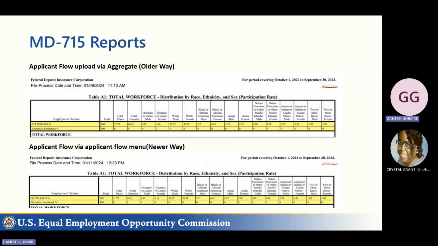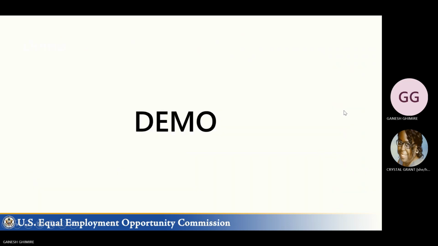MD715 reports. This is what the report will look like. If an agency chooses the aggregate tab to upload data like the previous year, it will have version 1.0. If they use the applicant flow menu to upload data, it will have version 2.0. Versions 1 and 2 are for our record keeping only. Demo.